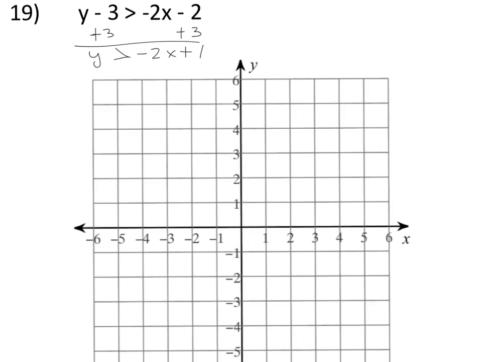So I'm going to start off with the intercept, which is a 1. And then my slope is negative 2 over 1, which means that I'm going to go down 2 and over 1 for my slope. So down 2 over 1, of course. And then I'm going to go down 2 and over 1 again.